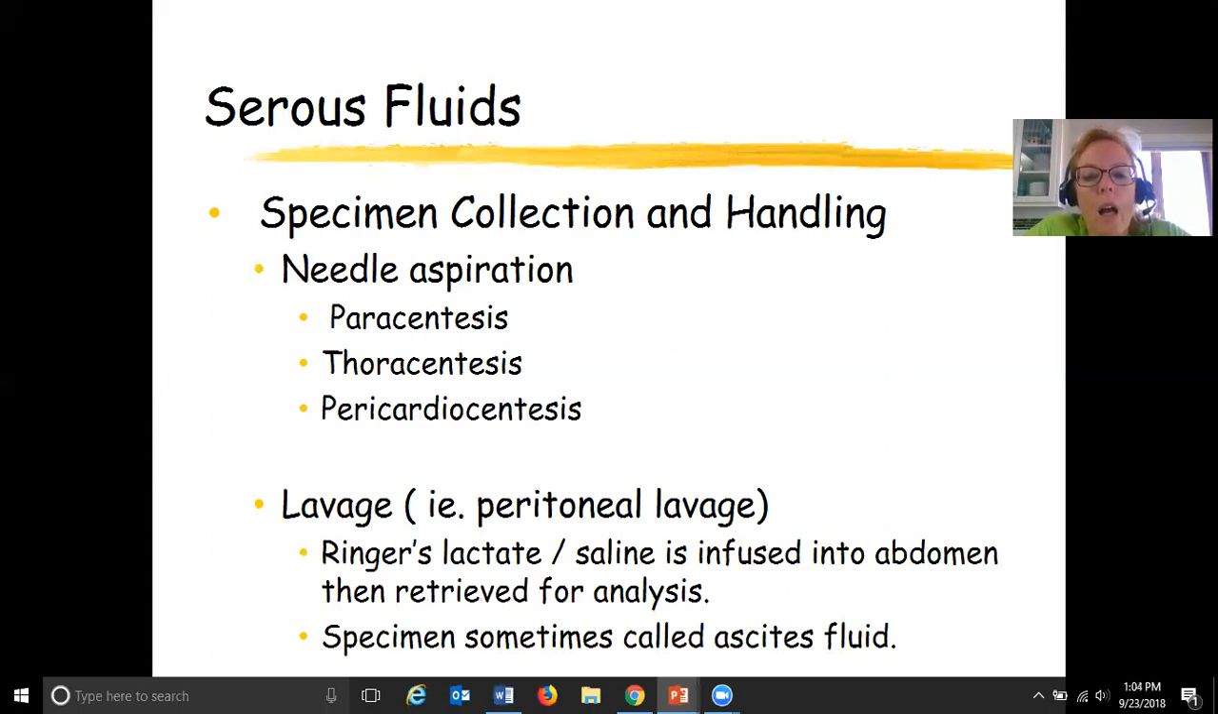It just depends on how much they get out of there, and then your sample will be a part of that. When they talk about lavage, it's when they actually kind of flush the cavity with Ringer's lactate or saline, and then they pull it back out for analysis. So they're trying to flush and see if there's any cells or what else is in there.